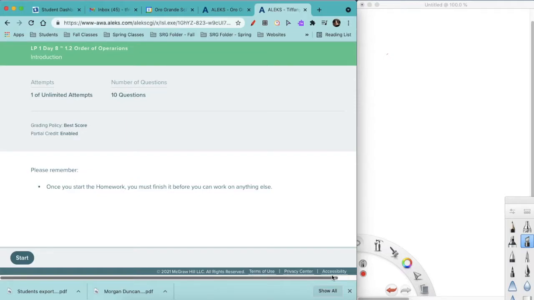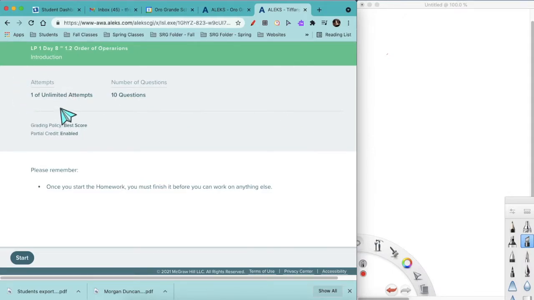All right, so we are going to start Chapter 1, Section 2, called Order of Operations today. This is for IM1, or Integrated Math 1. For this one, I just like to do this off of the student screen. So this is exactly what you will see when you're completing your homework, with the exception of a few things.